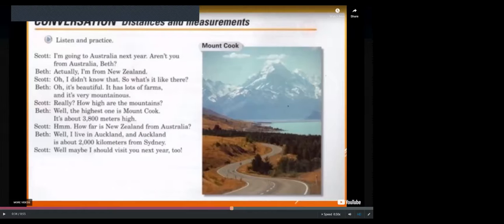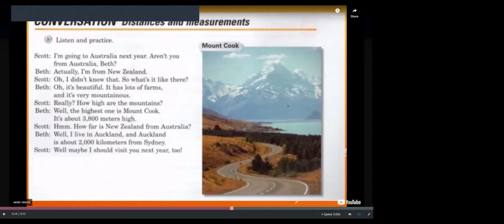I'm going to Australia next year. Aren't you from Australia, Beth? Actually, I'm from New Zealand. Oh, I didn't know that. So what's it like there? I repeat, so what's it like there? Oh, it's beautiful. It has lots of farms and it's very mountainous. Mountainous. Really? How high are the mountains? Mountains. Got it. Well, the highest one is Mount Cook.